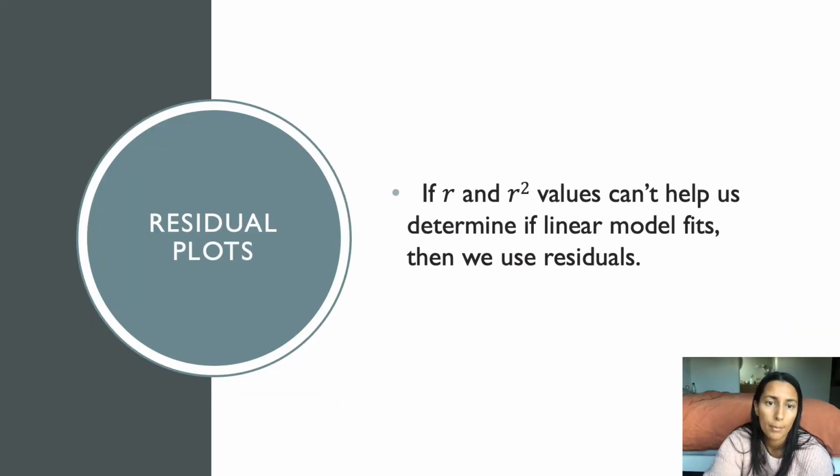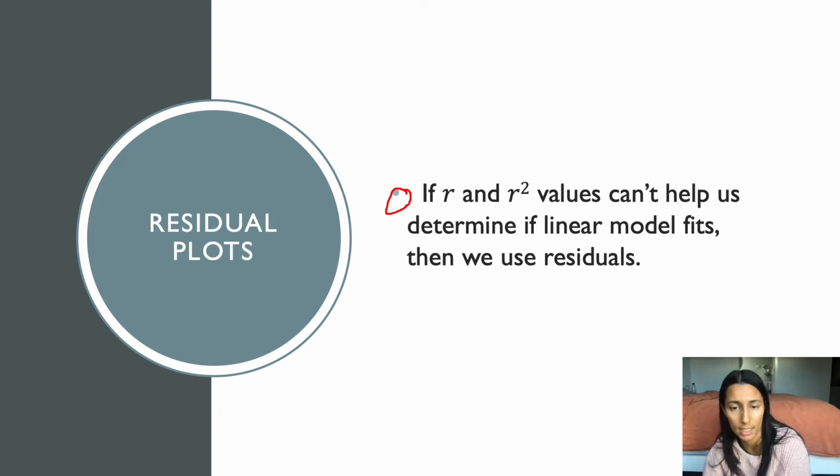So our first point is to look at our R and R squared. If they can't help us determine if the data is linear, that's when we look at residuals. So really you should be looking at all three of these things, especially when it comes to the data that you'll be collecting for your investigation.